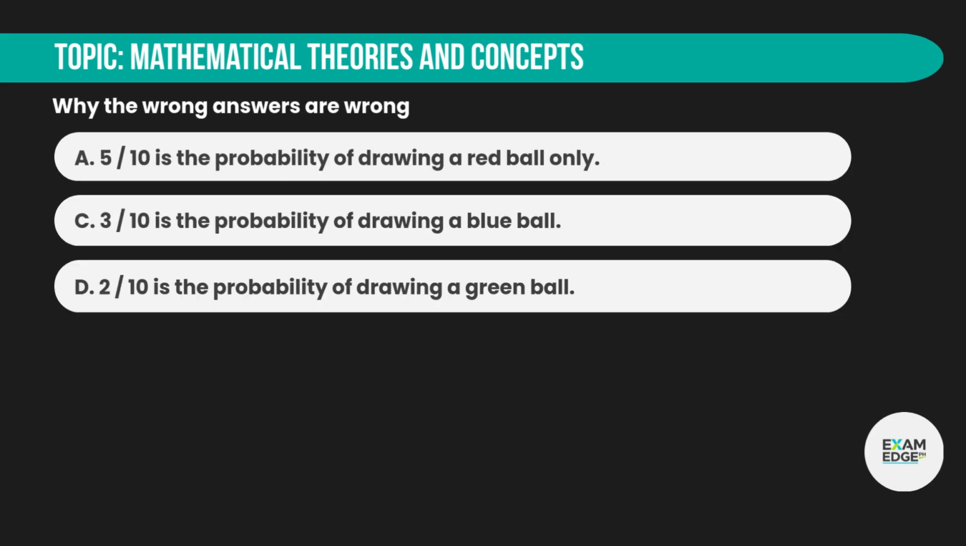Why the wrong answers are wrong? A. 5 over 10 is the probability of drawing a red ball only. C. 3 over 10 is the probability of drawing a blue ball. D. 2 over 10 is the probability of drawing a green ball.